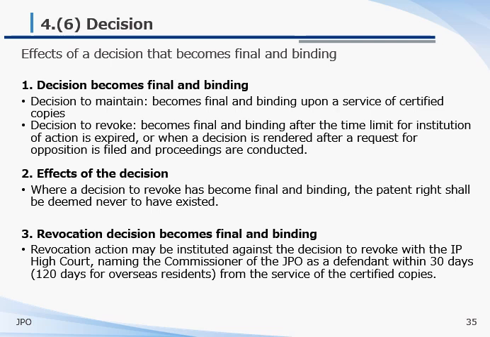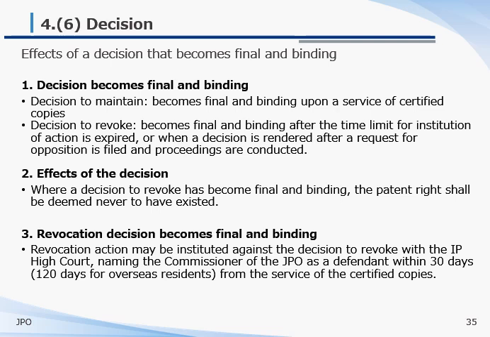This slide explains effects of a decision that becomes final and binding. In an opposition to grant of patent, if a decision to maintain a patent is rendered, an opponent cannot appeal against the decision. So, a decision to maintain a patent becomes final and binding when a certified copy of the decision is sent. On the other hand, if a decision to revoke a patent is rendered, a patentee can appeal against the decision with the IP High Court.